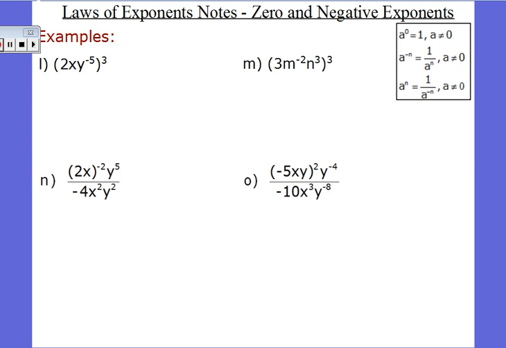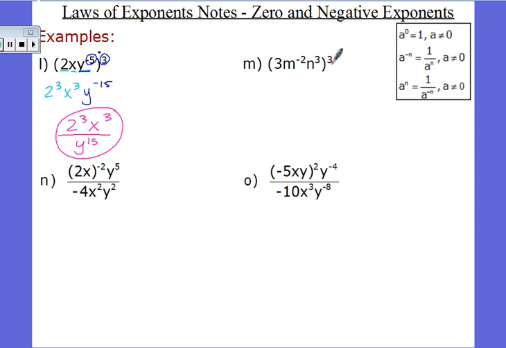We've got first using our product raised to a power property. So I need to do 2 to the 3rd, and then x to the 3rd, and then I use my power raised to a power property, and I need to do y to the negative 5th raised to the 3rd by multiplying. So that's going to be y to the negative 15th. Then I need to go ahead and take my negative exponent property and take that y to the 15th and move it to the denominator. So I've got 2 cubed times x cubed over y to the 15th as your simplified exponential version.